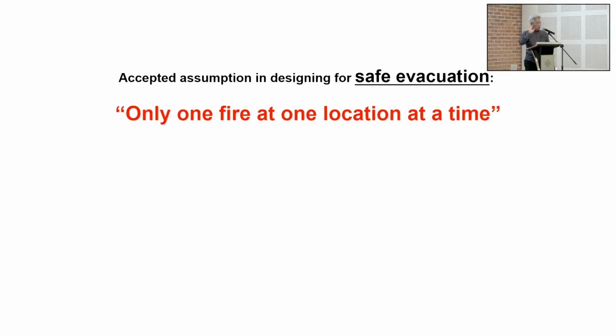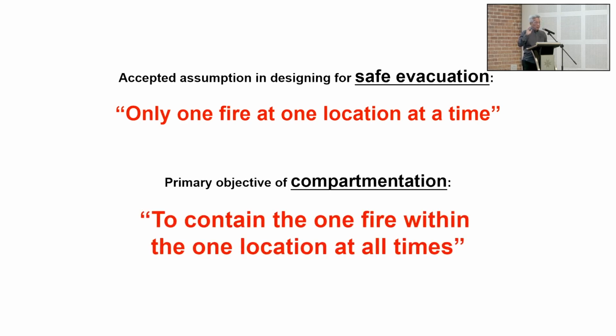So we must always remember that every design must have a set of parameters. As far as the UBBL is concerned on fire safety, we assume only one fire will occur. In the worst case scenario, it is designing for the risk of one fire occurring at one location at one time. Then the purpose of compartmentation is to contain that one fire you are designing for, which will occur at that position. You are to contain that one fire within that one location at all times. This would be the base principle in designing for fire safety.